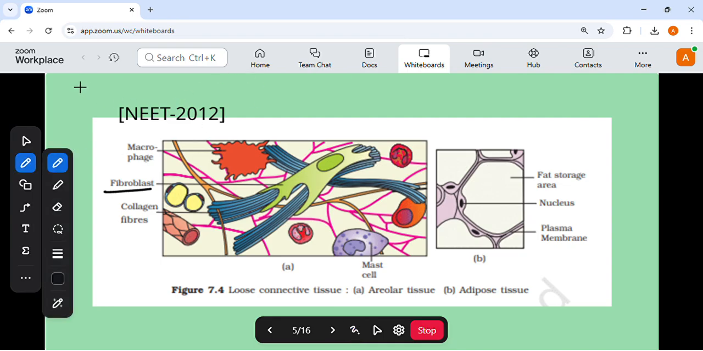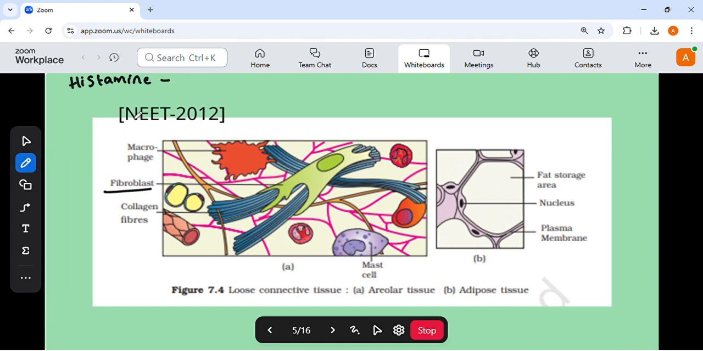So it secretes the histamine, which is a vasodilator. So it is going to dilate the blood vessel. Okay, what it will do? Dilate blood vessel. This is a secretion of mast cell.